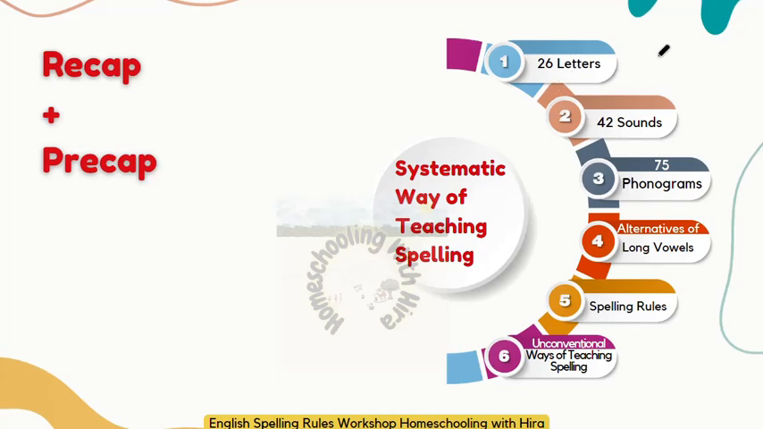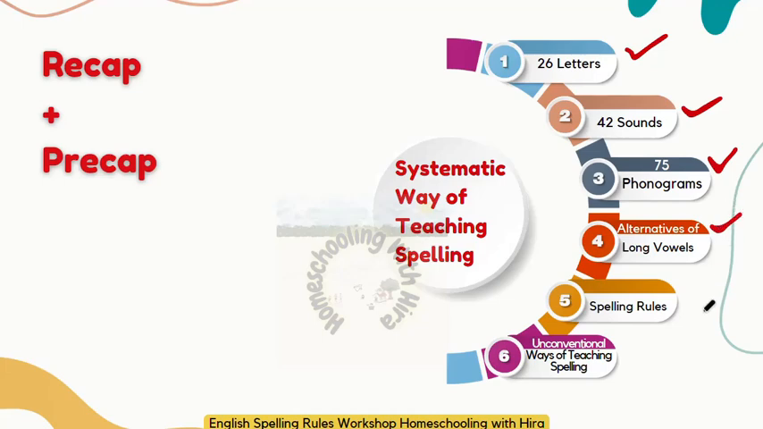In the previous 2 days, we covered what the 26 letters of English are, what the 42 sounds are that they make, and what the 75 phonograms are that are written to represent these sounds. All these topics were covered in the first day workshop. Yesterday, the second day, we learned about the alternatives of the long vowels spellings.